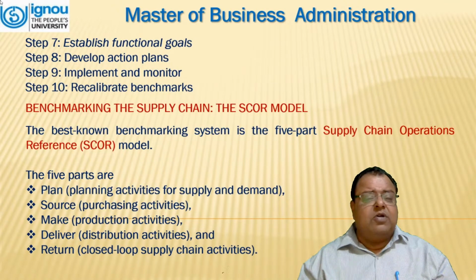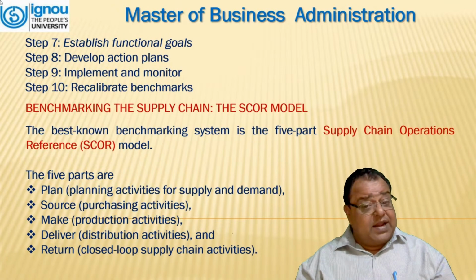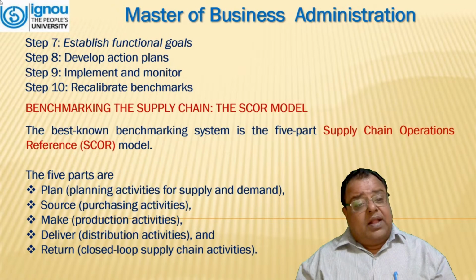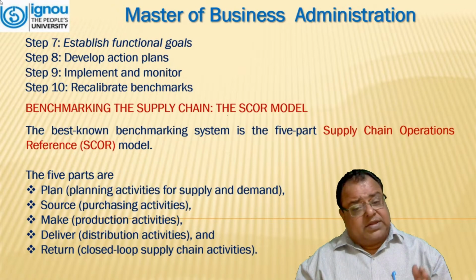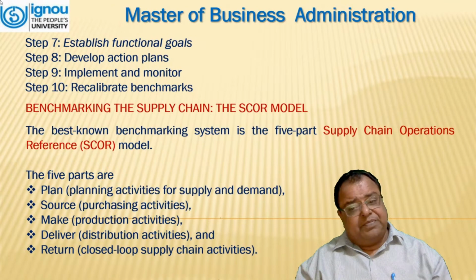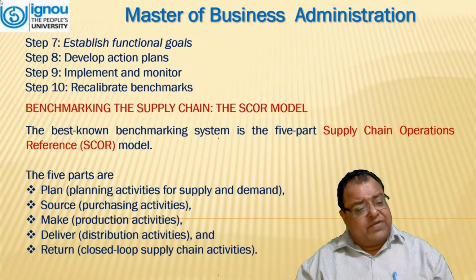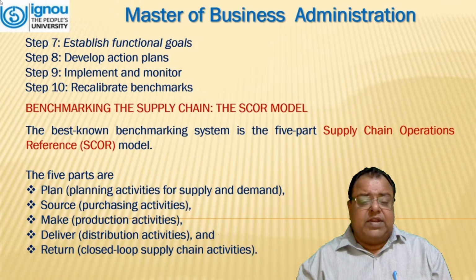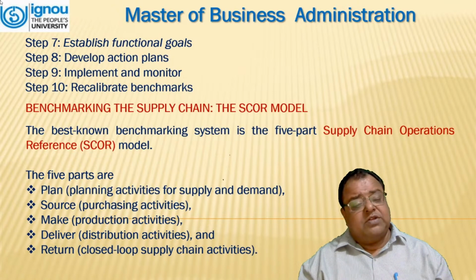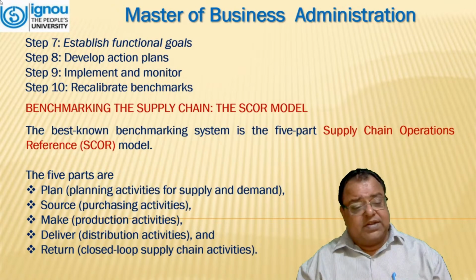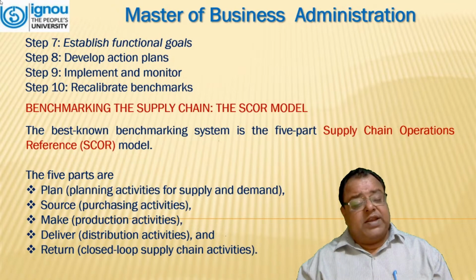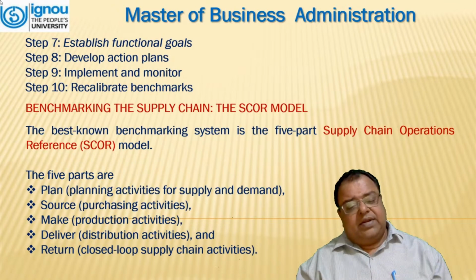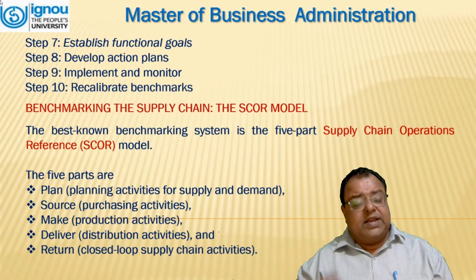Now, we will move on to benchmarking the supply chain, that is the SCOR model. The best known benchmarking system is the five-part Supply Chain Operations Reference, SCOR. The five parts are plan, that is planning activities for supply and demand. Second one is source, purchasing activities. Third one is make, that is related to production activities. Deliver is related to distribution activities. And return, that is closed loop supply chain activities.